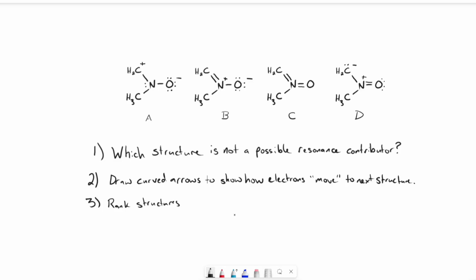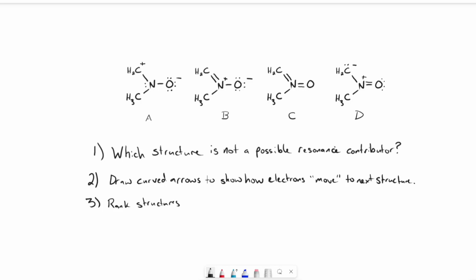In this video, we are going to practice drawing resonance structures, ranking them, and drawing curved arrows. If you haven't seen my video showing how to do all of this, then go ahead and watch that, and then come on back and let's practice. For this first problem, the first thing we're going to do is decide which of these structures is not possible.